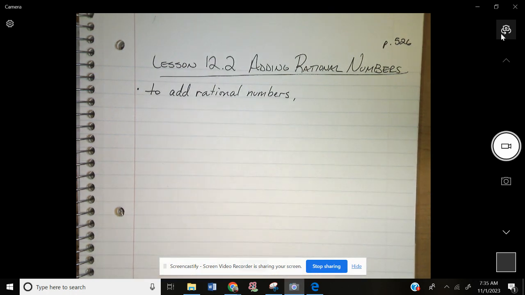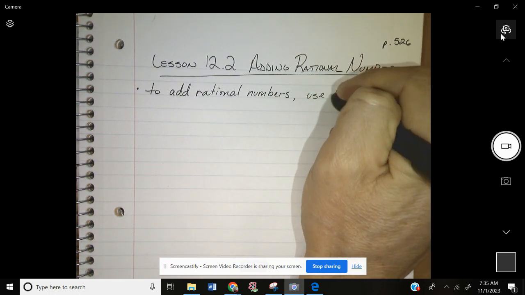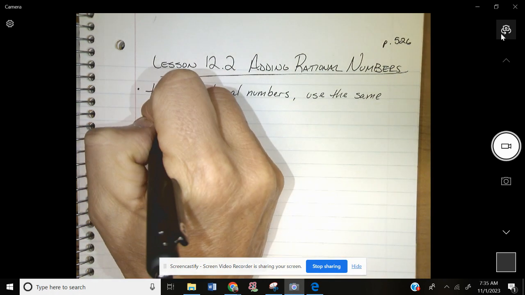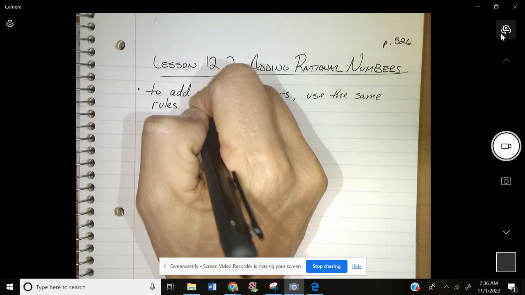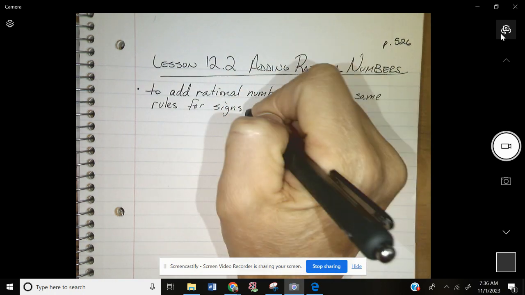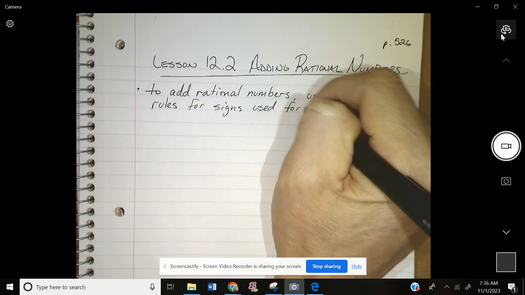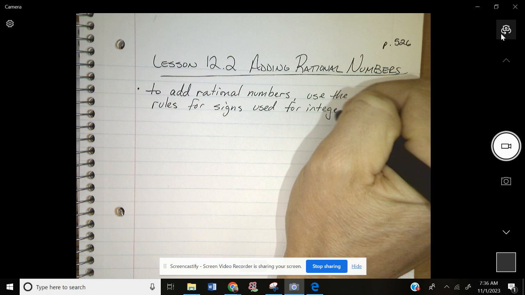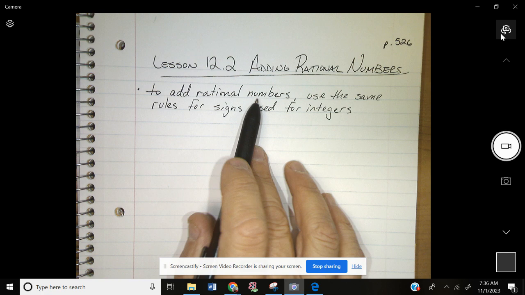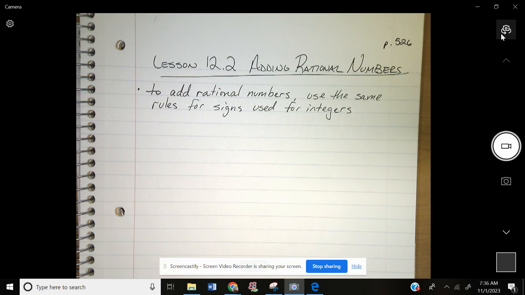Lesson 12:2, adding rational numbers. To add rational numbers, the big idea is we are going to use the same rules for signs you used for integers. So get this in your notes, please. To add rational numbers, rational just means fractions, something that you can make into a fraction. To add rational numbers, use the same rules for the signs you used in the integers.